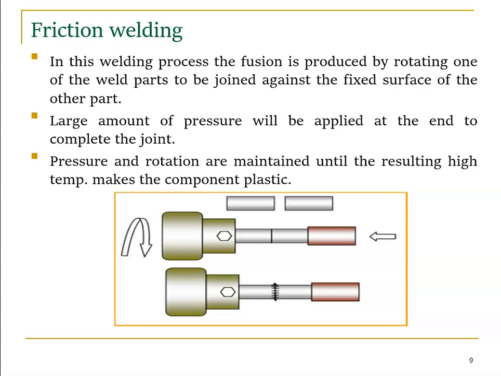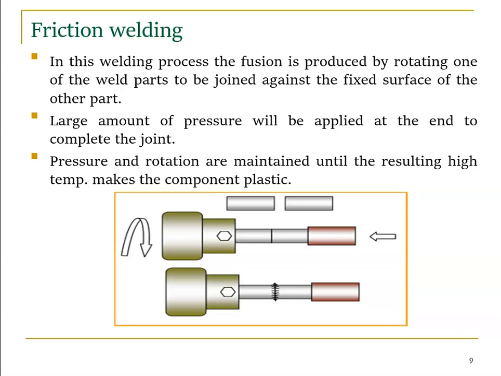So workpiece 1 rotates, and we will move the tailstock, and objects 1 and 2 will touch each other. Definitely the friction will occur. That friction will generate the temperature. That temperature is used to join these two metals. This is what friction welding is. So the two metals are joined with the help of friction heat, right? A large amount of pressure will be applied at the end to complete the joint. Pressure and the rotation are maintained until the resulting high temperature makes the component plastic.